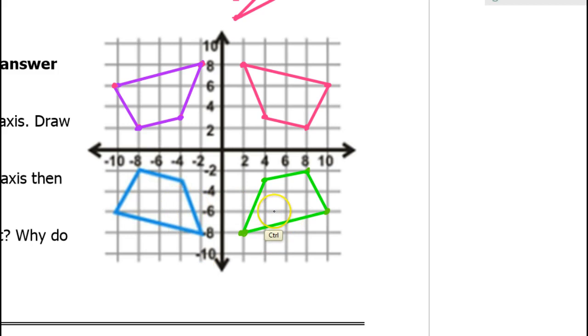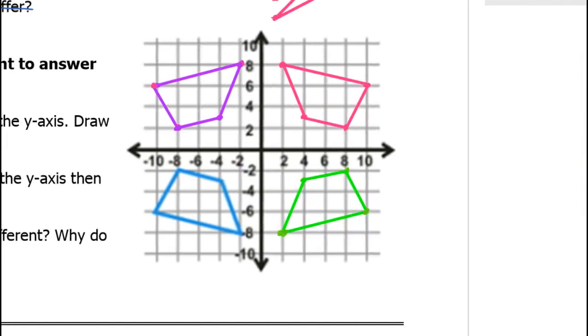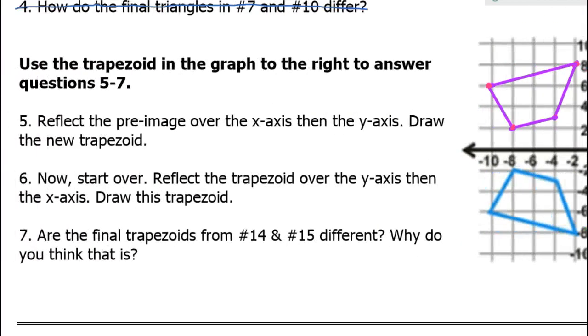All right, so there I've reflected first over the y-axis, and so now we're supposed to reflect over the x-axis and see what happens. So if I were to reflect this over the x-axis, this point right here would end up here. This point right here would end up here. Do you see a pattern? This point right here would end up here. And this point right here would end up here. So either way, we end up with the same trapezoid. Okay, so we've done number 6.